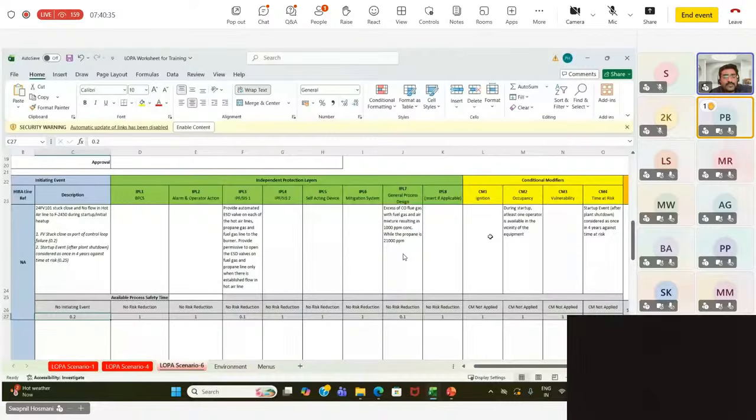Now looking at the safeguards, they are typically different here. We are not taking the credit of the operator and other things. Here what we are saying is provide automated ESD valves. This came from the recommendation. I'm saying provide automated ESD valves on each of the hot air lines, propane gas line and fuel gas lines to the burner. Provide permissive to open these ESD valves on fuel gas and propane line only when there is established flow in the hot air line. This recommendation has come from the HAZOP, and the reason it came was that there are absolutely no safeguards in this scenario.